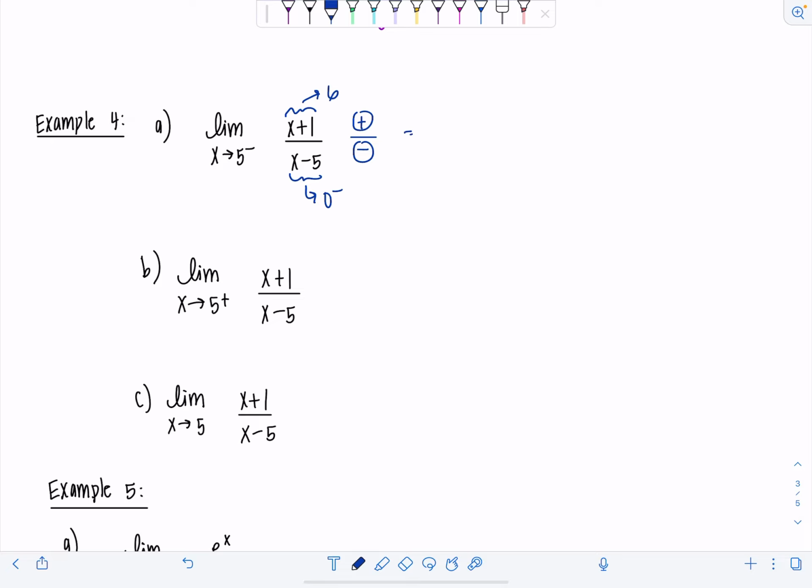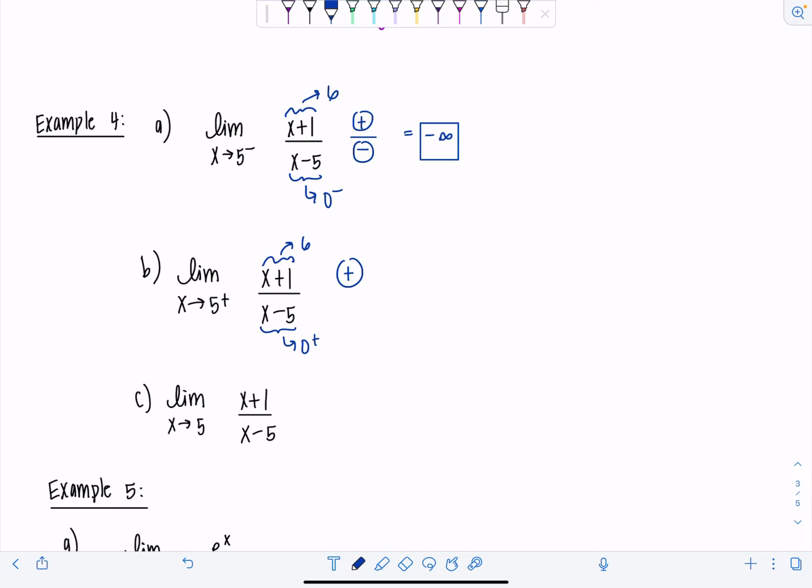That's right, negative infinity. Okay, then let's look at part B, the limit as x approaches 5 from the right. Again, the numerator is still approaching 6, so the numerator is positive. That's a non-zero constant. As we approach 5 from the right, the denominator is going to approach 0, but this time through positive values because you're coming from the right side of 5.